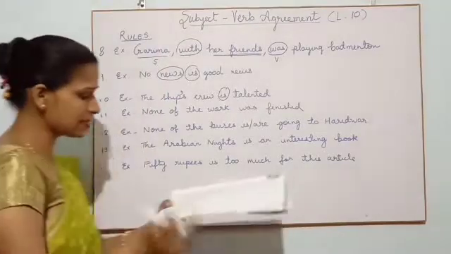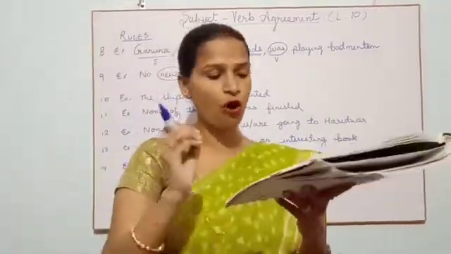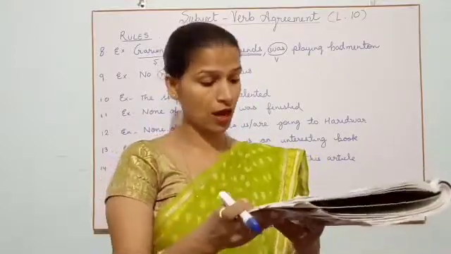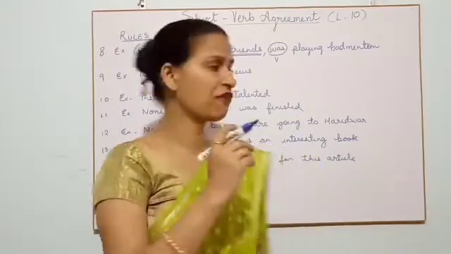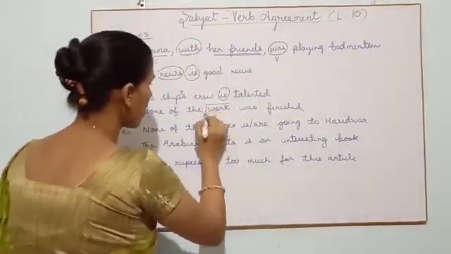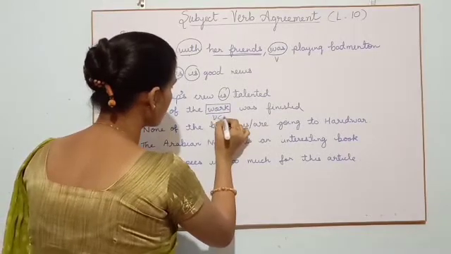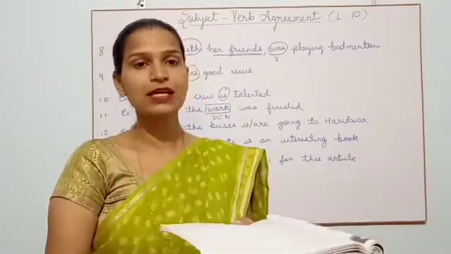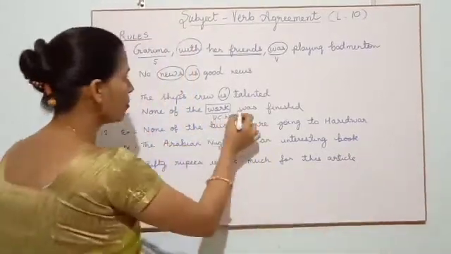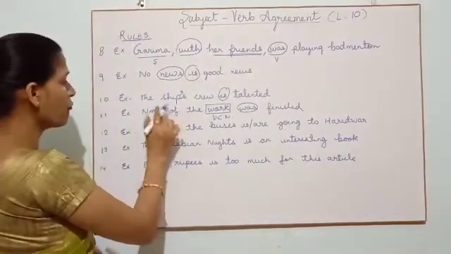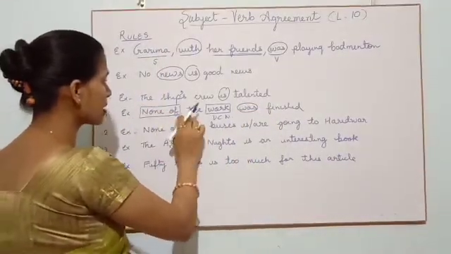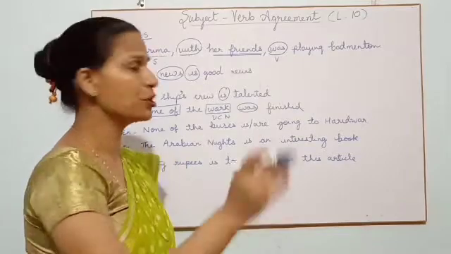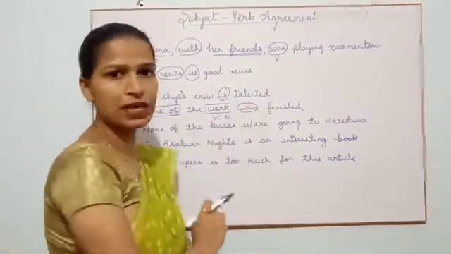Now the 11th rule says, when we use the word none of with an uncountable noun, then the verb is in the singular form. Then our verb will be singular. Wherever we see none of, and it is connected with an uncountable noun, whenever we use none of with the uncountable noun, our verb will be singular.